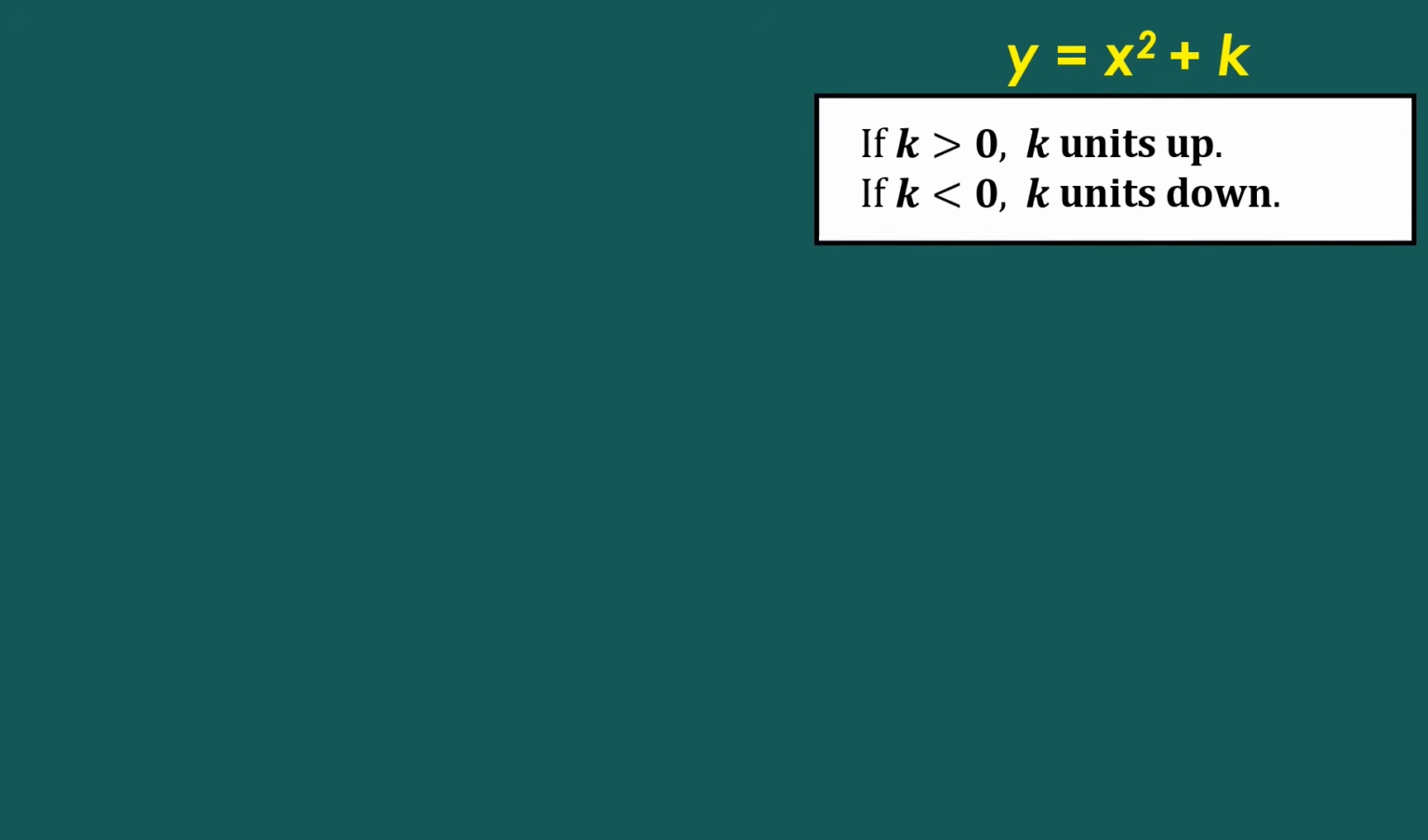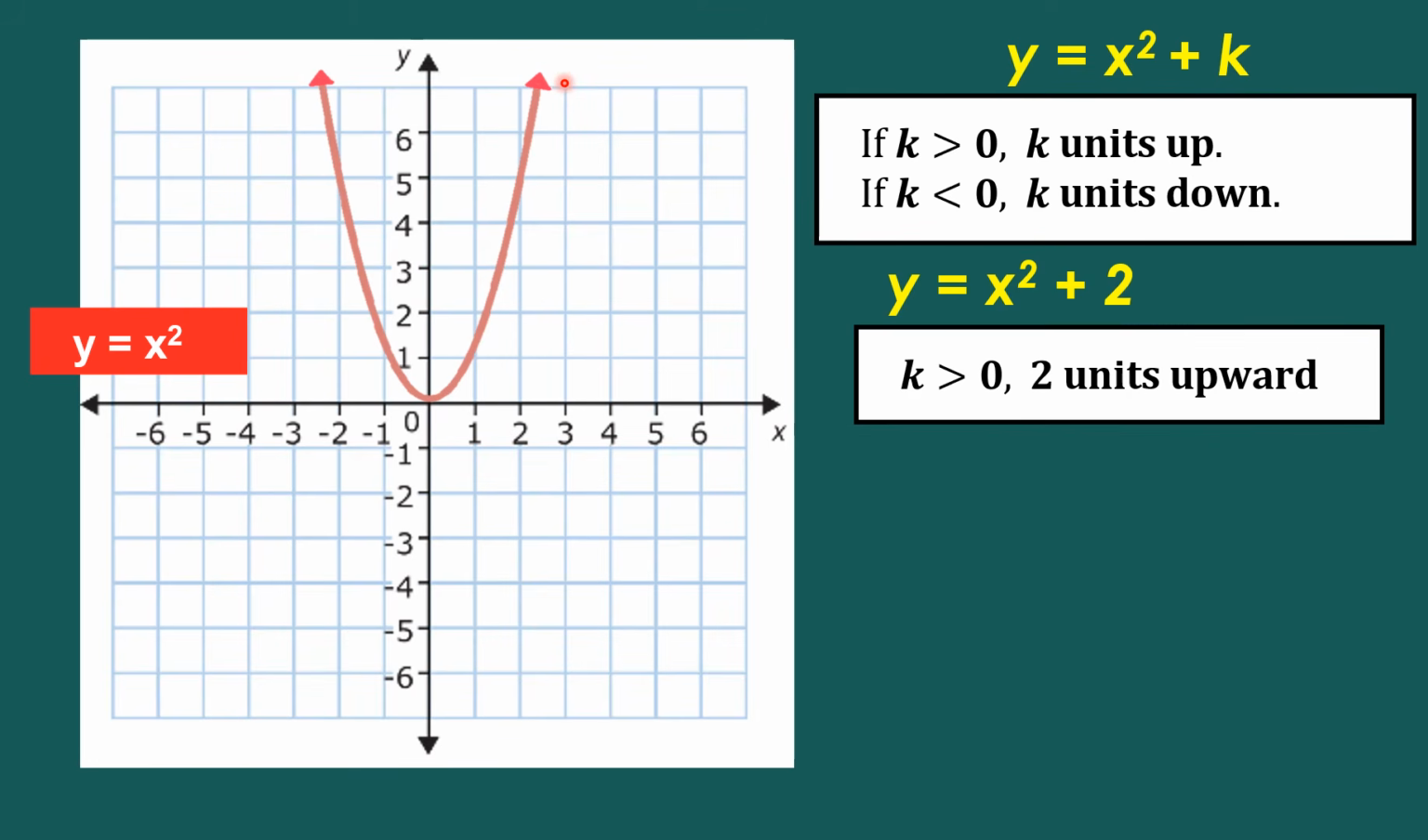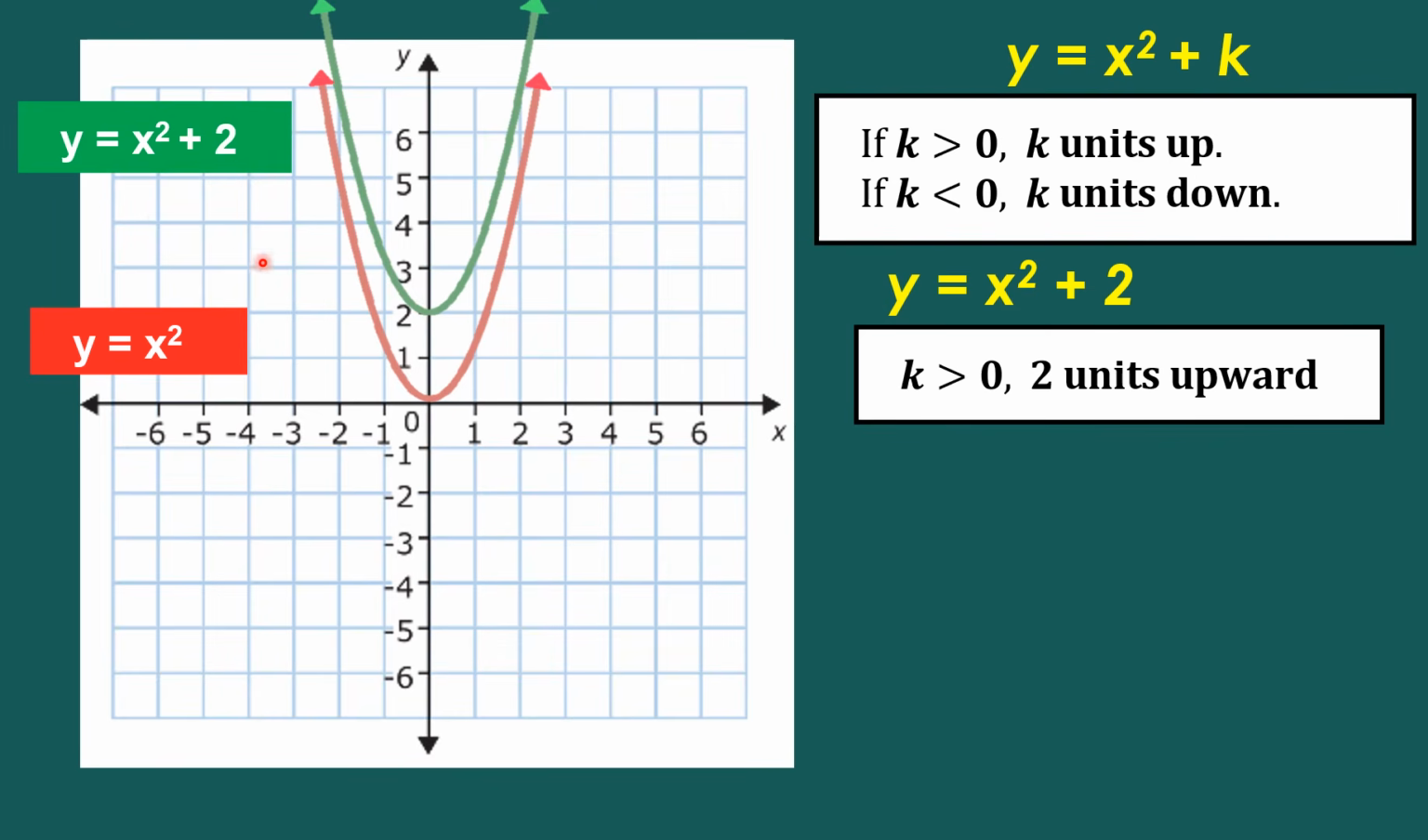Let us have an example. And let us compare this again to the graph of our parent function y equals x squared. In the first example, y equals x squared plus 2, notice that the value of k is greater than 0. That means we have to move 2 units upward. So kung ito ang ating parent function, imumove lang natin ito 2 units pataas. 1, 2. And therefore, we now have the graph of y equals x squared plus 2.